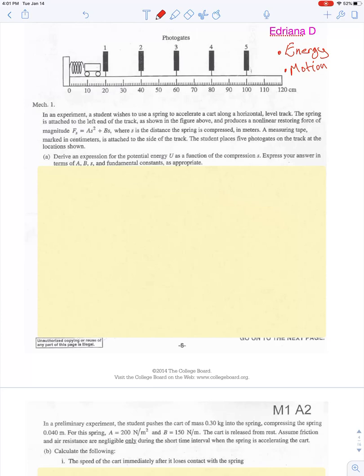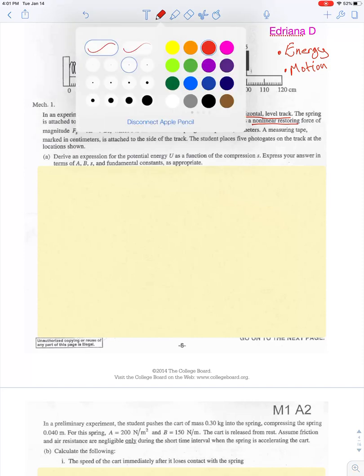All right, let's read. In an experiment, a student wishes to use a spring to accelerate a cart along a horizontal level track. So I underline horizontal level track. The spring is attached to the left end of the track as shown in the figure above and produces a nonlinear force. For those of you who don't know what nonlinear is, I've heard kids tell me that it just means a straight line.